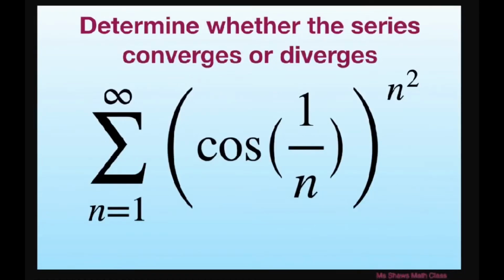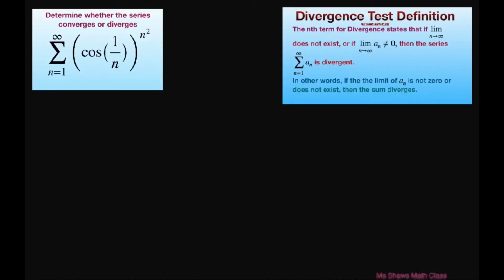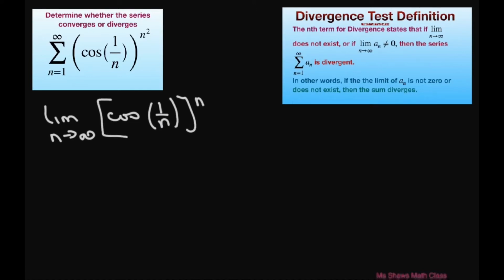One, we're going to determine whether the series converges or diverges. Let's use our test for divergence. So if we just take the limit as n approaches infinity of cosine of 1 divided by n raised to the power of n squared, what you're going to get is this is going to go to 0. So cosine of 0 is 1, and you're going to get 1 to the power of infinity, which is an indeterminate power.